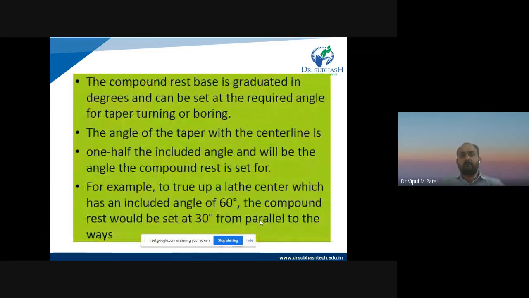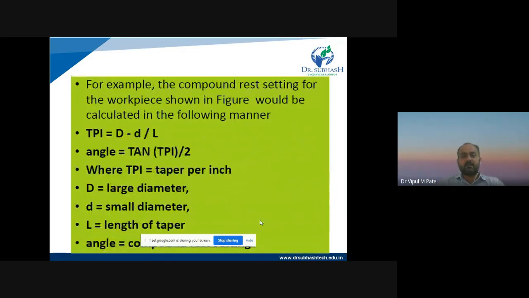You can say that the compound rest base is graduated in degrees and can be set at the angle for taper turning or boring operation also, and the angle of the taper with the center line is half the included angle, and the compound rest is set for that angle. So for example, a lathe center which has an included angle of 60 degrees, the compound rest would be set at 30 degrees from parallel to the base. For example, the compound rest setting for the workpiece shown in the figure would be calculated in the following manner.